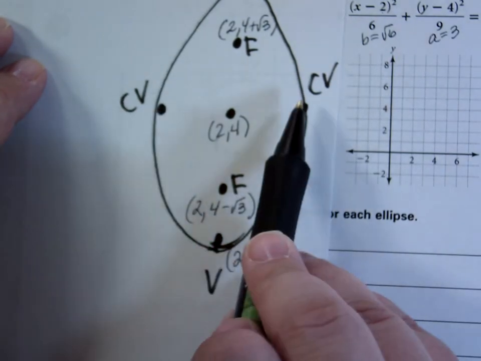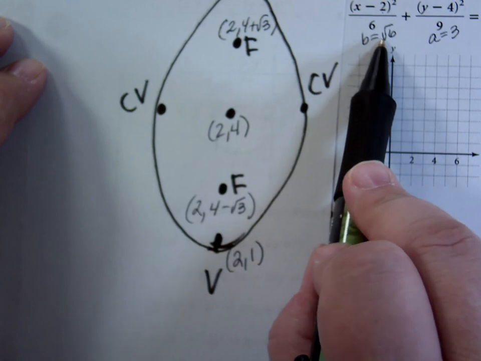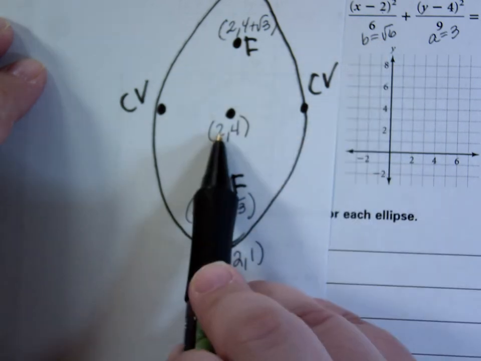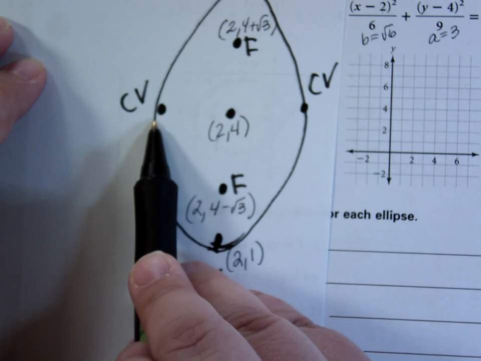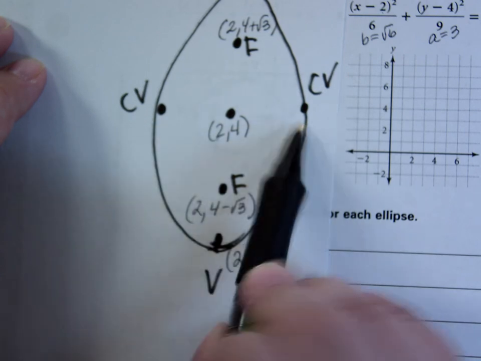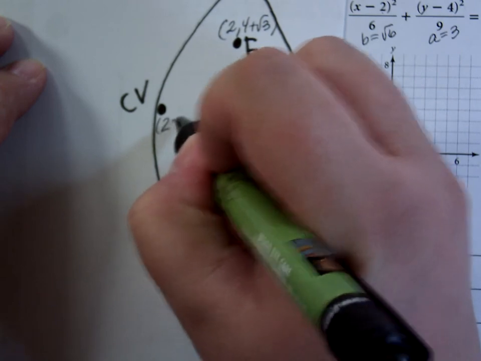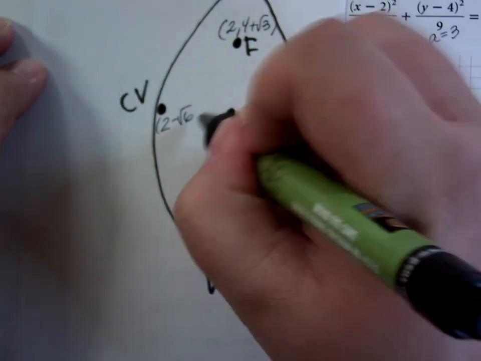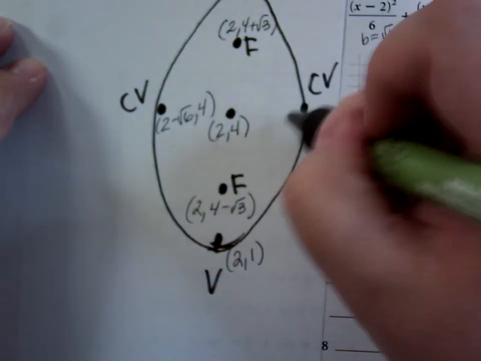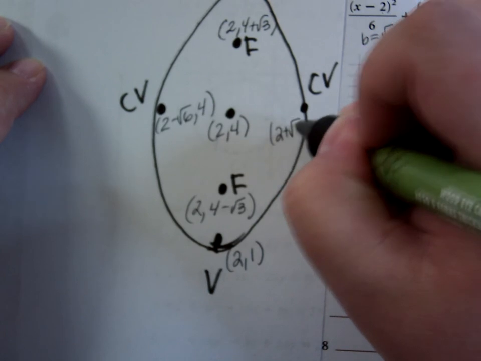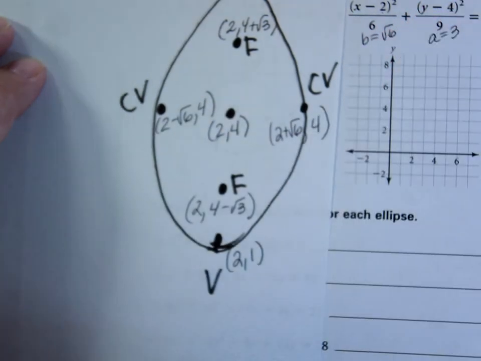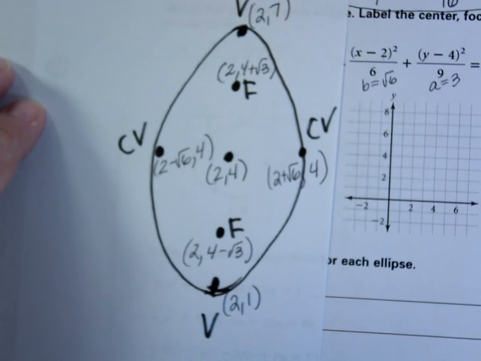Left and right, b takes me there to the covertices. So this time my x will change: 2 minus to go left and 2 plus to go right. So 2 minus square root of 6, y value stays the same. 2 plus square root of 6, y value stays the same. And those are all my coordinates.